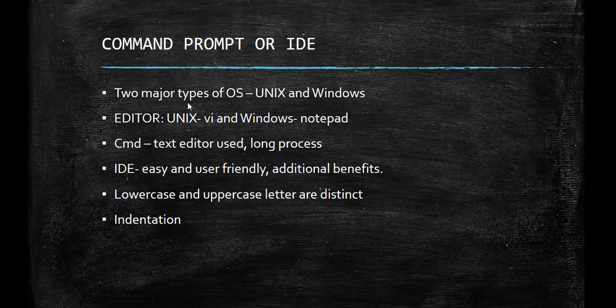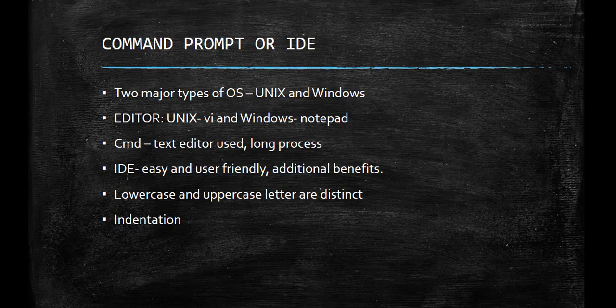So basically there are two types of operating systems, Unix and Windows. And there are two ways of compiling a C program, via command prompt or via IDE. In the Unix operating system we use the VI editor, and in the Windows operating system we use Notepad. First of all, I will show you how to compile a C program with the help of Notepad.